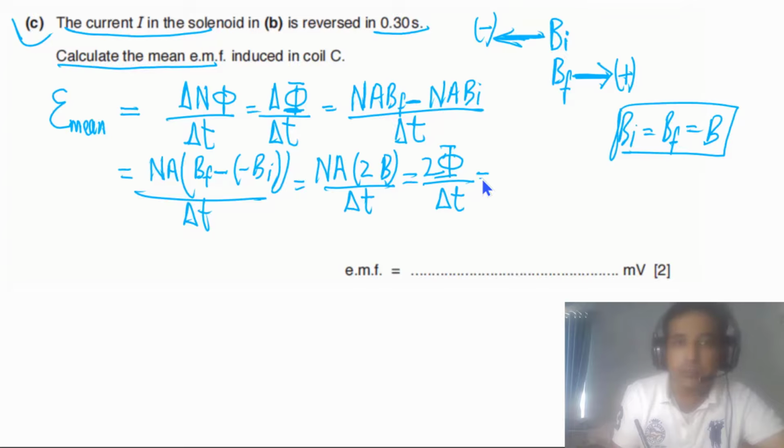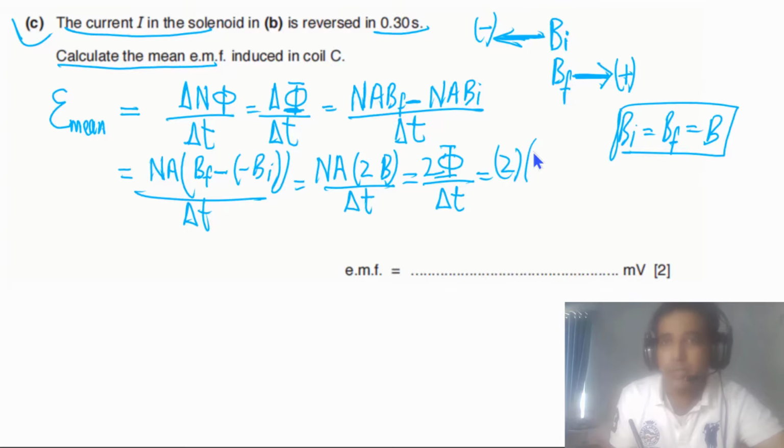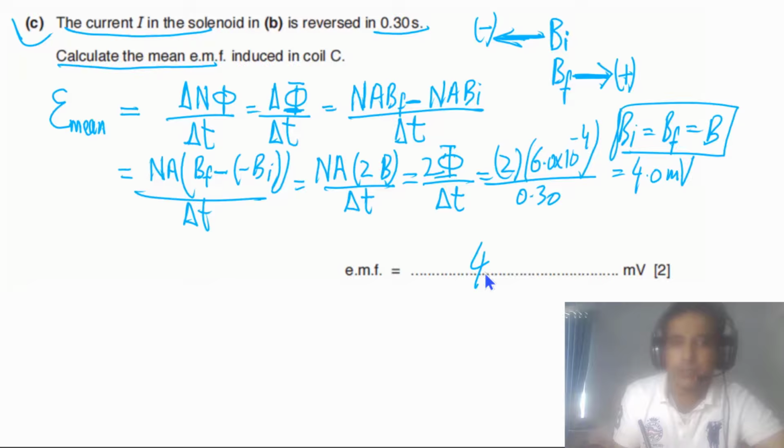So simply we can write down now, this is 2 times the magnetic flux linkage in coil C, which we have already calculated, that was equal to 6.0 times 10 to the minus 4, divided by time. So the final answer will be equal to 4.0 millivolts. So the answer is 4.0.